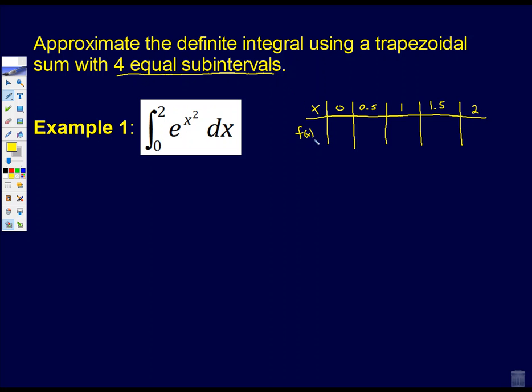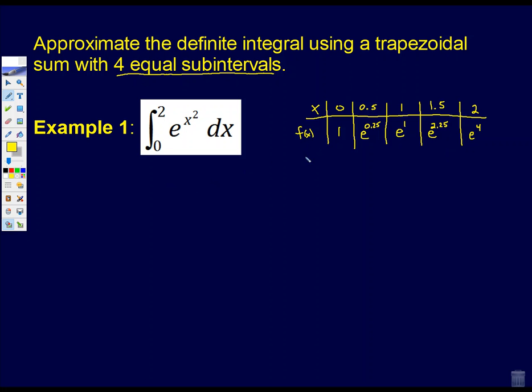Now you could, on your calculator, just evaluate the function. I'm just going to write the exact value down for now. So if x is 0, 0 squared is 0, and this is e to the 0, so I just have 1. For all the rest, I'm just going to write them in terms of e. If it's 0.5, 0.5 squared is 0.25, so this is e to the 0.25. 1 squared is 1, so this is e to the first. 1.5 squared is 2.25, so this is e to the 2.25. And then finally 2 squared is 4, so this is e to the fourth.